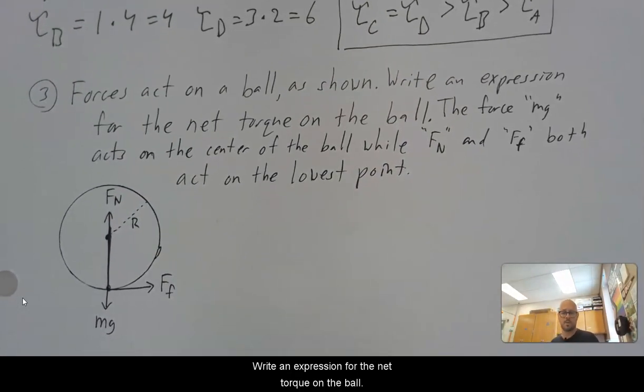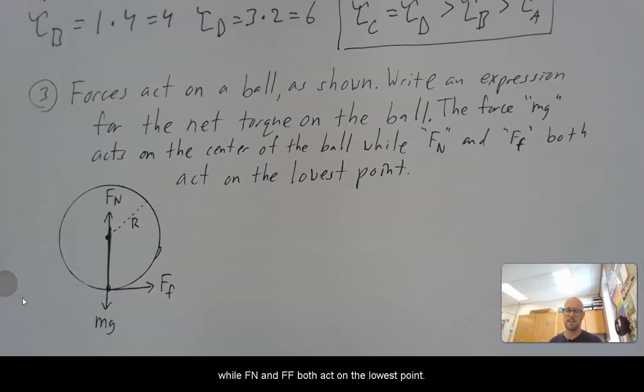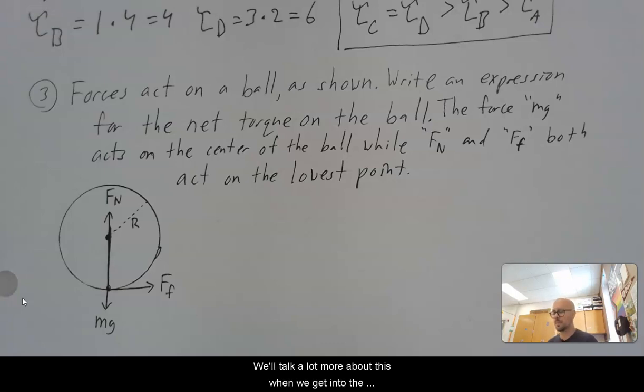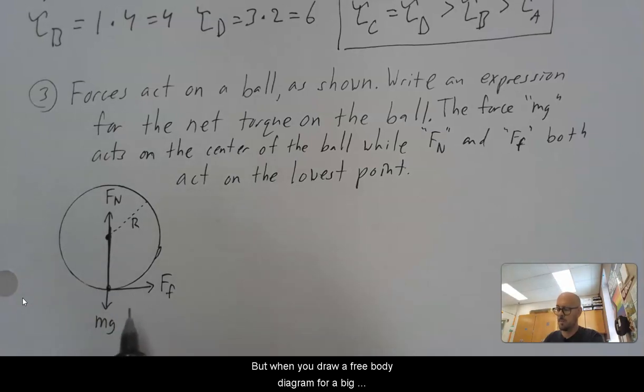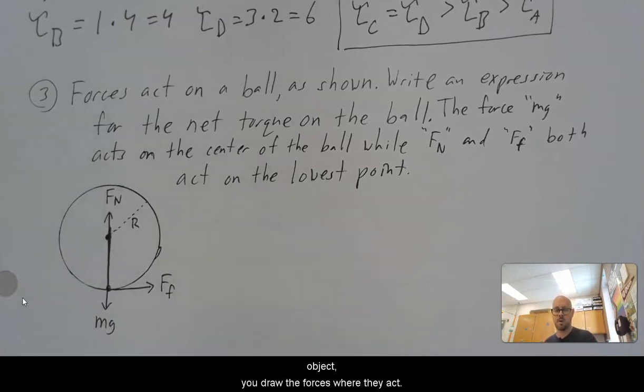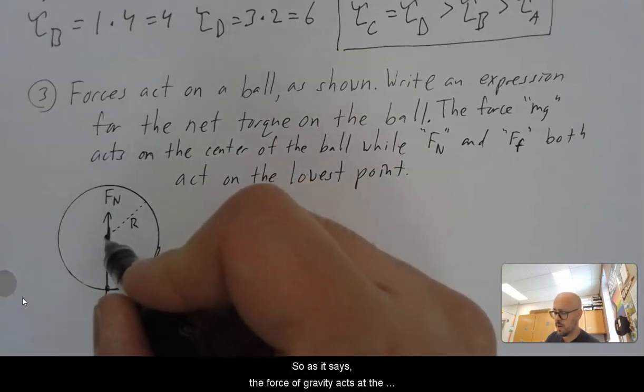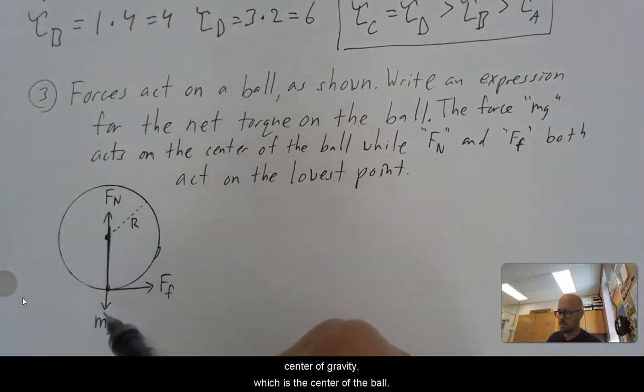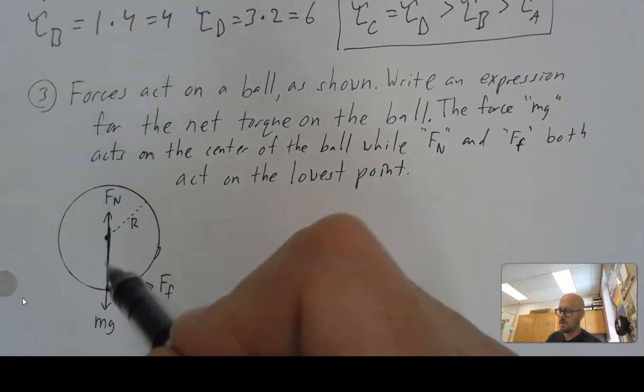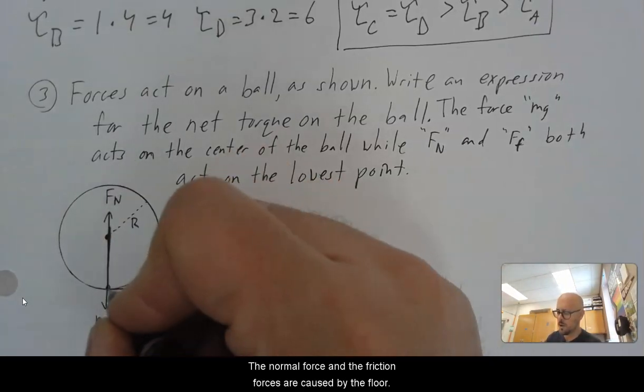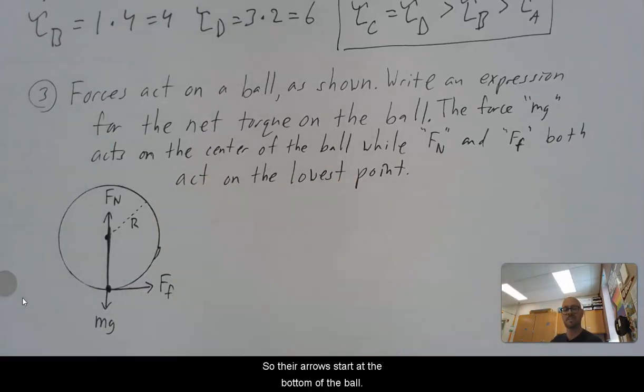Write an expression for the net torque on the ball. The force mg acts on the center of the ball, while Fn and Ff both act on the lowest point. We'll talk a lot more about this when we get into the forces, like Newton's second law, and even energy and momentum. But when you draw a free body diagram for a big object, you draw the forces where they act. So as it says, the force of gravity acts at the center of gravity, which is the center of the ball. The normal force and the friction forces are caused by the floor, so their arrows start at the bottom of the ball.